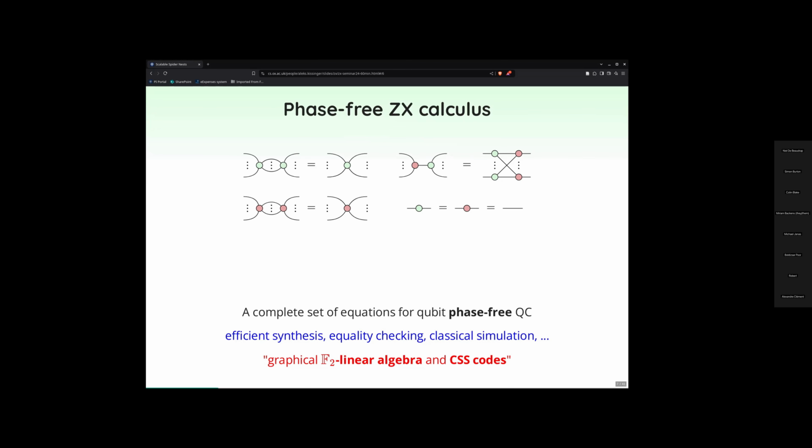And again, like the Clifford case, we have efficient synthesis, equality checking, and classical simulation. A useful way to think about this fragment is that this is the graphical version of doing linear algebra over the field with two elements, so F2 linear algebra. Or you can think of it as graphical CSS codes. CSS codes are Calderbank-Shor-Steane codes. These are a particular kind of stabilizer code in quantum error correction, which has this nice structure, which is quite related to F2 linear algebra, and therefore it's quite related to classical error correction.